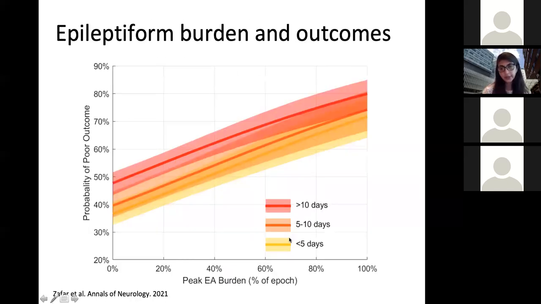We then looked at, similar to what we had done with the subarachnoid hemorrhage patients, increasing the peak epileptiform burden from 0, which means no epileptiform burden in that 12-hour epoch, to 100%, this is the entire 12-hour epoch being completely occupied by epileptiform burdens, increases the probability of poor outcomes by about 40%. Again, independent of the time interval between the time we measured the EEG burden to the actual time of discharge.